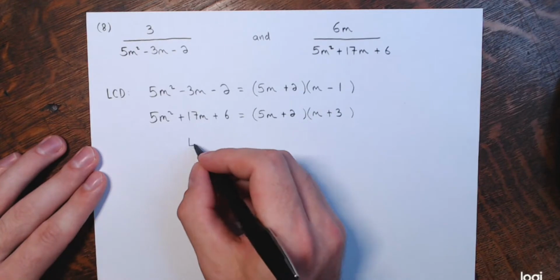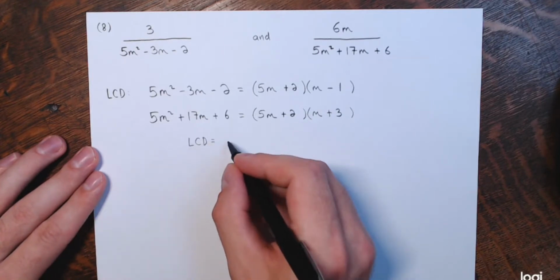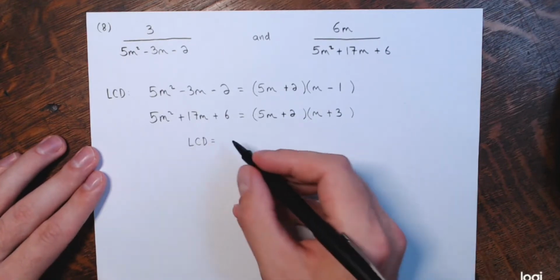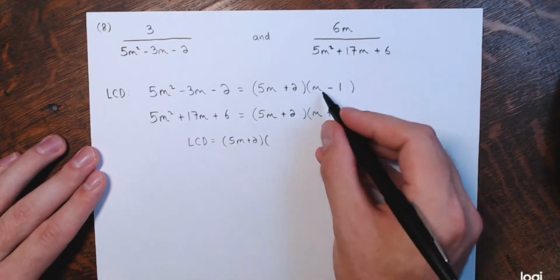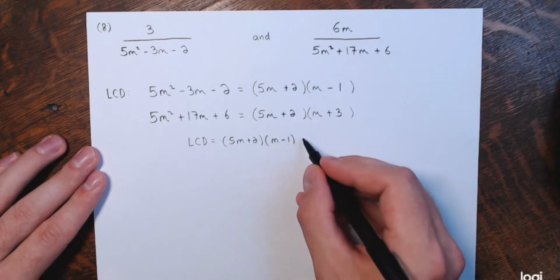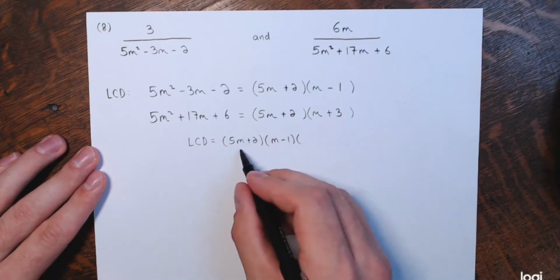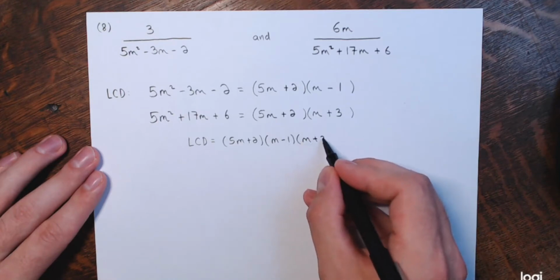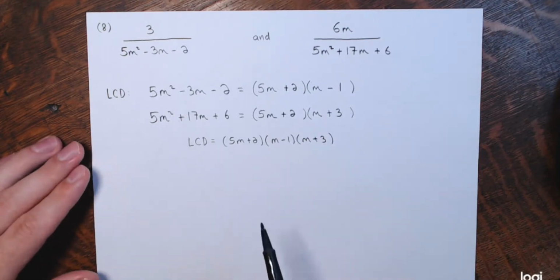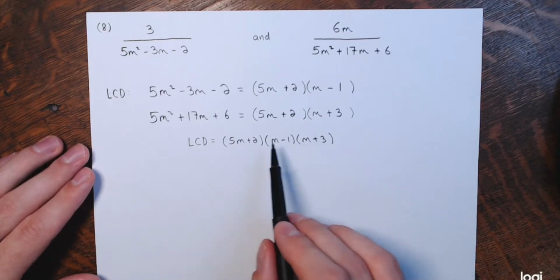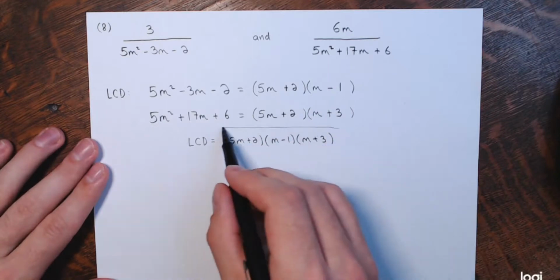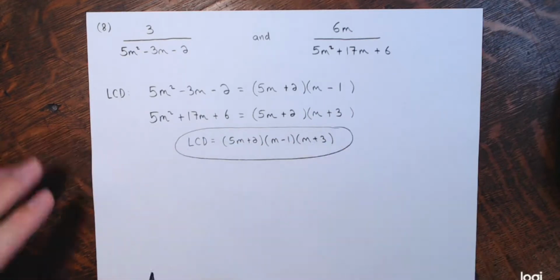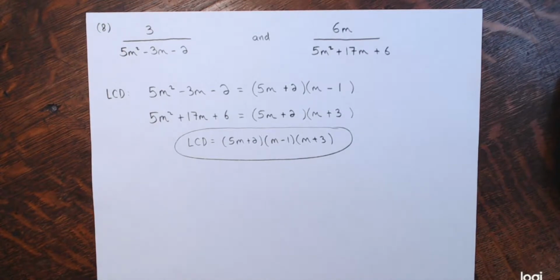Alright, so the LCD, the least common denominator, again, you just list all the factors that show up once. So there's a 5m plus 2 to some power. There's going to be an m minus 1 to some power. And 5m plus 2 I already wrote, and then m plus 3 to some power as factors of the LCD. And the highest power of each of these is the first power, right? You're not seeing any higher powers than 1, so that's it. So the LCD is 5m plus 2 times m minus 1 times m plus 3.